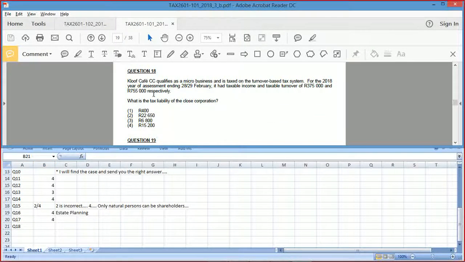Okay, what do we have here? Kloof qualifies as a micro business and is taxed on the turnover tax-based system for the 2018 year of assessment ending 28/29 February. It had taxable income and taxable turnover of this.